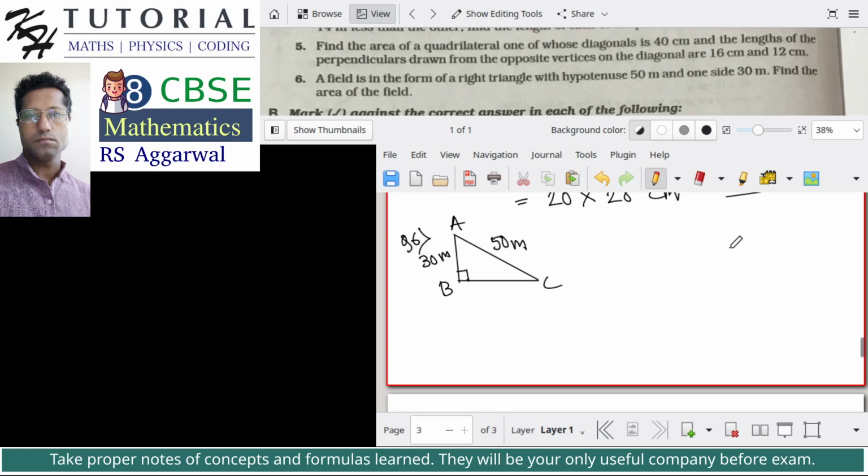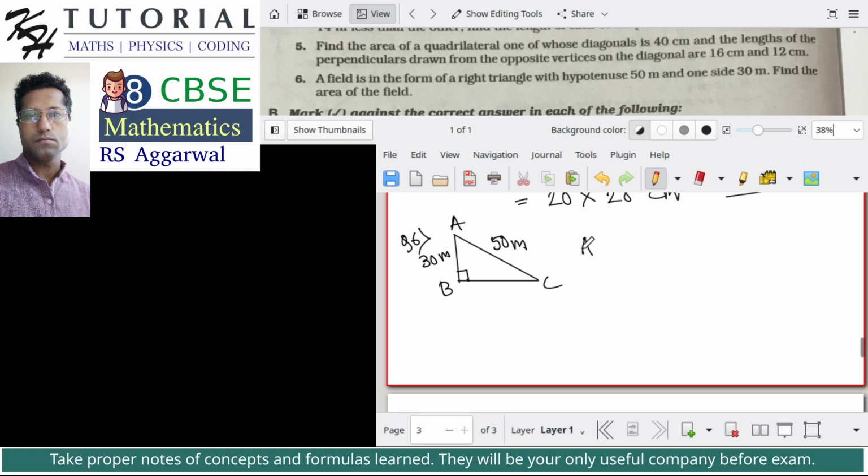Find the area of the field. Now it will not matter if you consider BC as the 30 meter. The answer will come the same. So the idea is, you are given the hypotenuse and one side. Using Pythagoras theorem, you have to find the length of the other side. And now you can easily see that the base and height will be the two arms of the right angle triangle ABC. So first let's find what is BC.